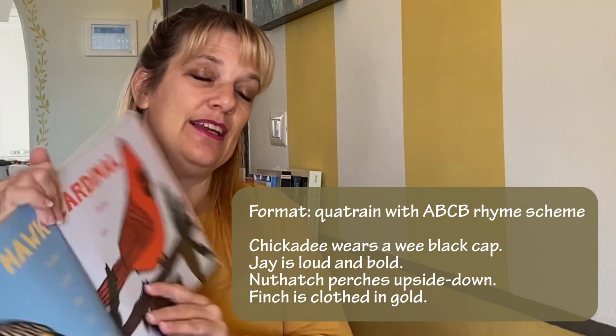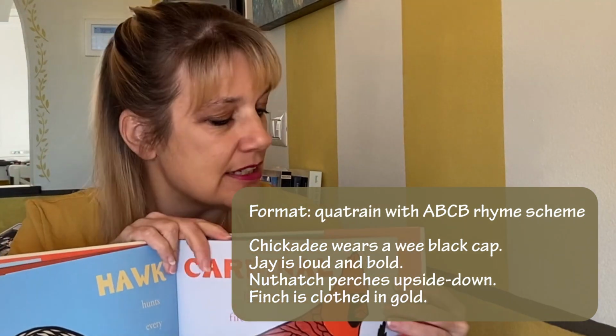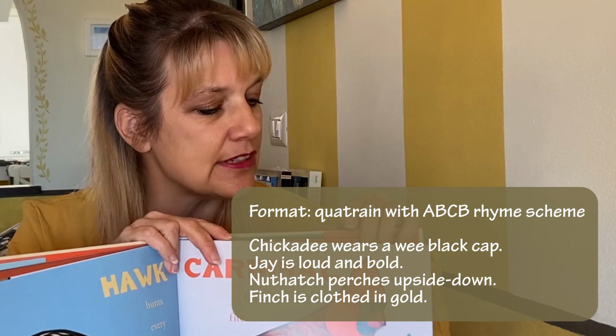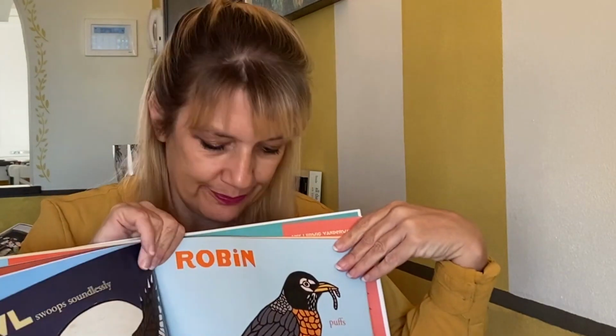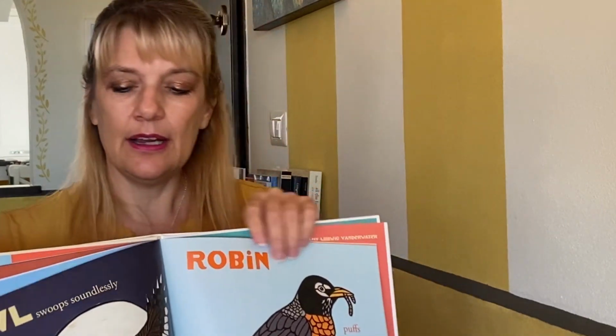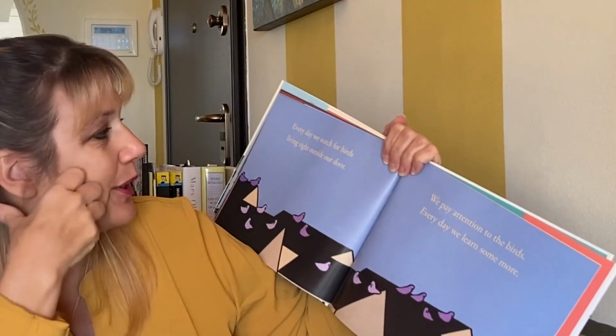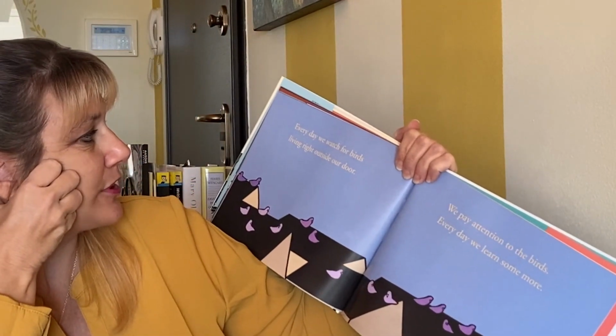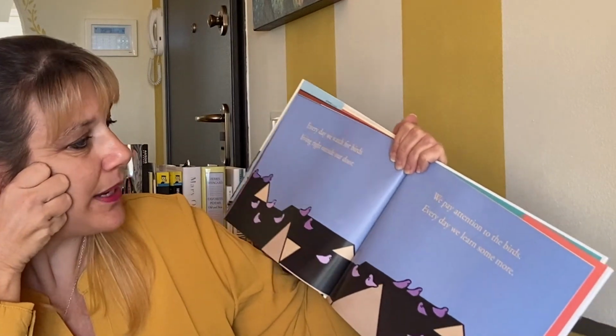And it's just a delightful way to introduce little kids to all the different kinds of birds that they might see on their daily walk to school. And these wonderful, bold illustrations. And then at the end, Amy began with an introductory stanza, and she wraps it all up. Every day we watch for birds living right outside our door. We pay attention to the birds. Every day we learn some more. I mean, that is just so charming.